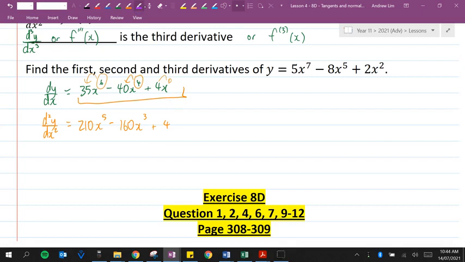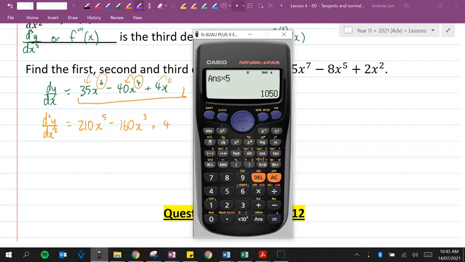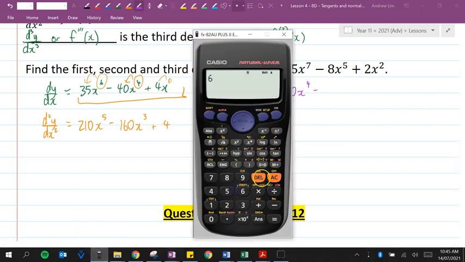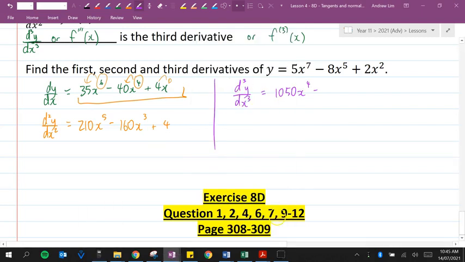Okay, and the third derivative, let's do that over here. d3y/dx cubed is equal to 210 times 5, 1050, x to the power of 4, minus 160 times 3, 480, x squared, and then that constant of 4 disappears. So we just differentiated the second derivative. That's how we get our third.